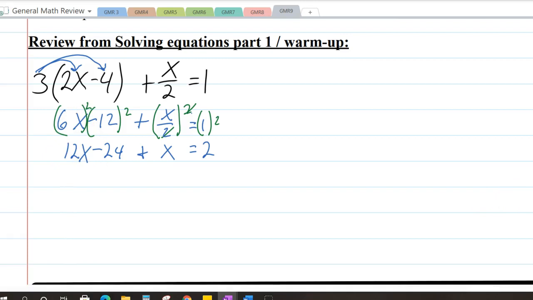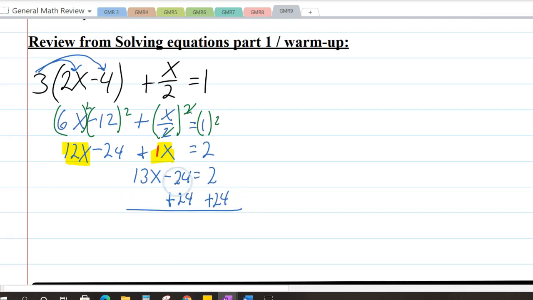Now I need to combine like terms. I have a 12x and a 1x. Remember, there's an invisible 1 in front of that x. When I combine like terms, that gives me 12 plus 1 is 13x minus 24 is equal to 2. Now I do PEMDAS backwards. The opposite of subtracting 24 is to add 24.